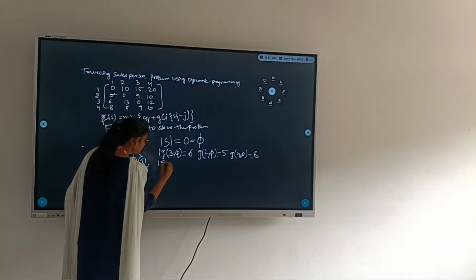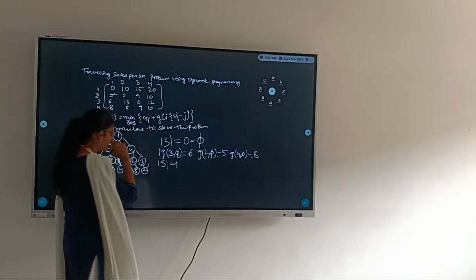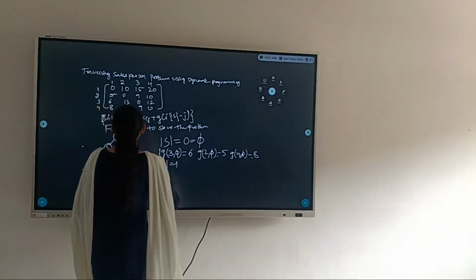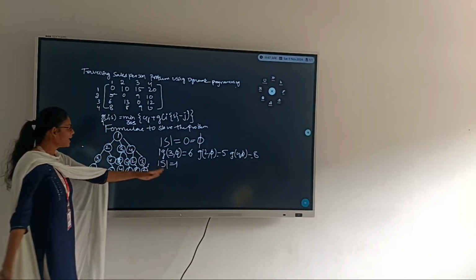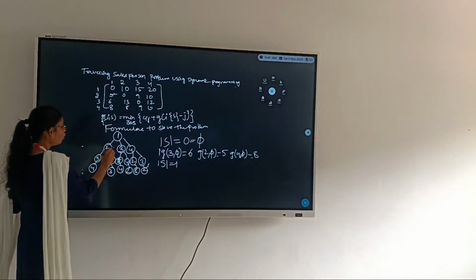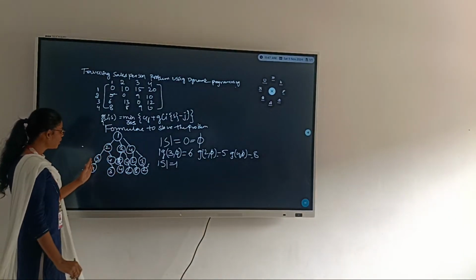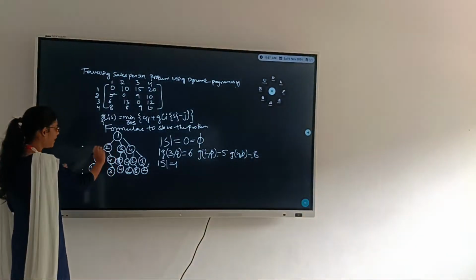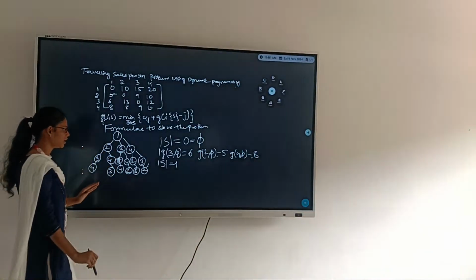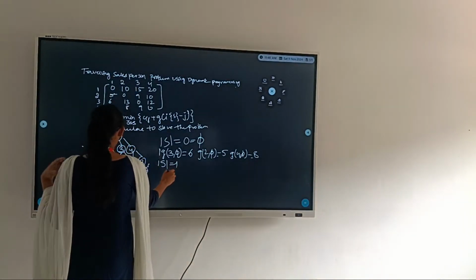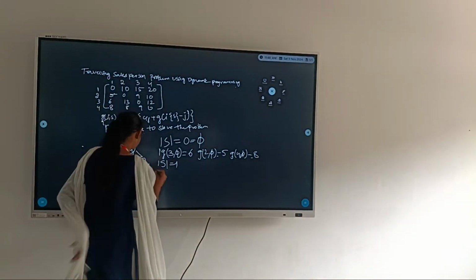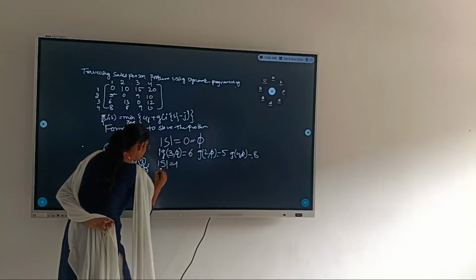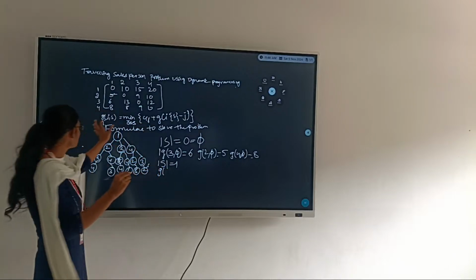Now consider mod S is equal to 1. How many nodes are connected to 1? 2, 3 and 4. Again 2 is connected to 3 and 2 is connected to 4. So this is the parent node and these are the child nodes. So mod S is equal to 1. Based on the formula, you have to solve this problem.